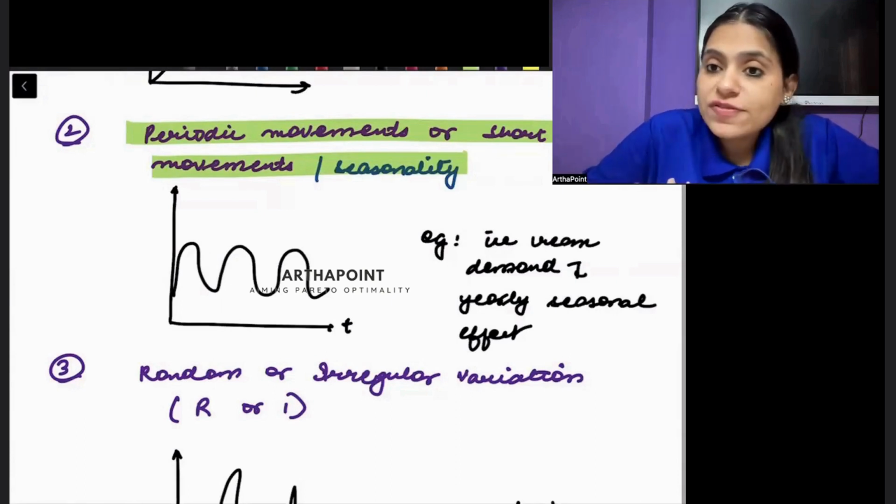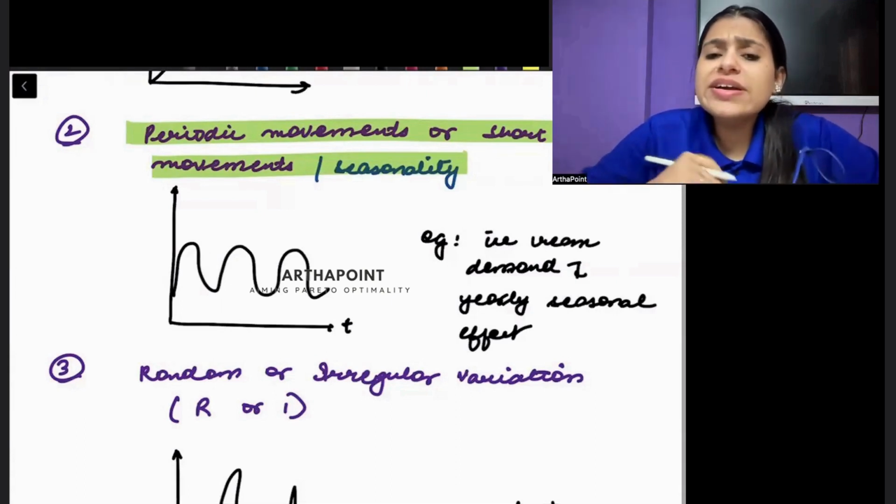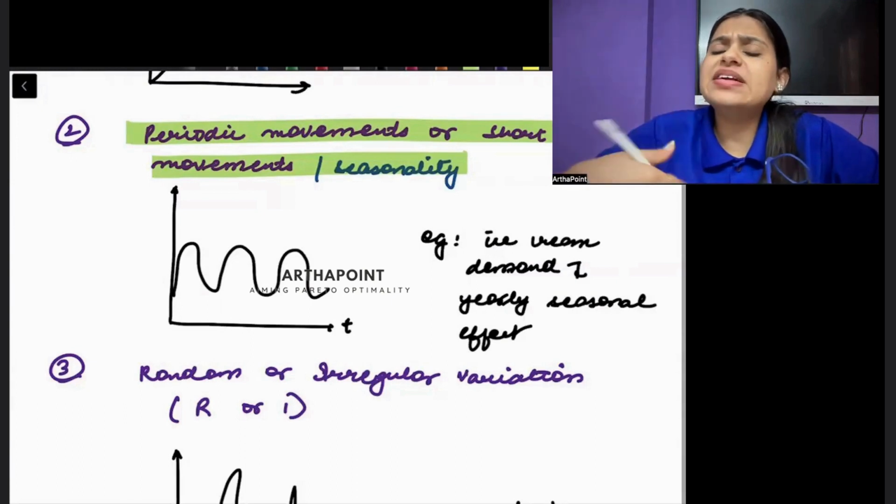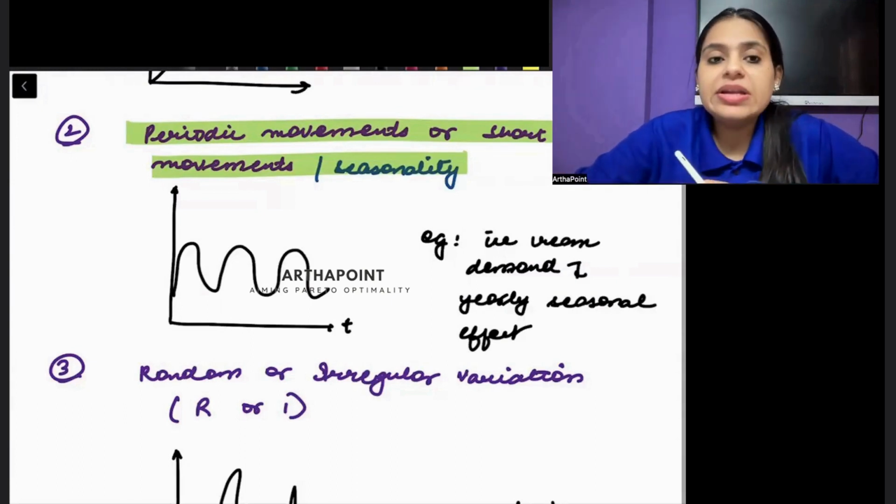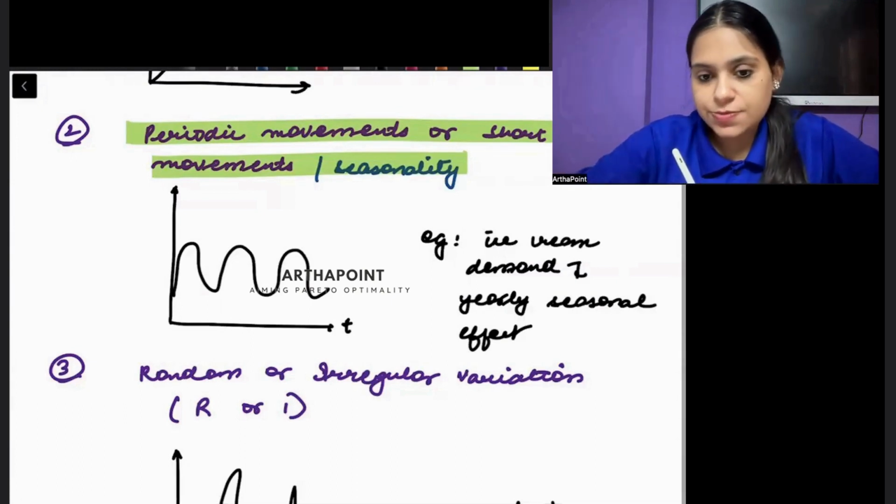Then when there is this off season, the demand for gold will fall. So it follows a pattern and it repeats itself after every some time period. Then that is a periodic movement.